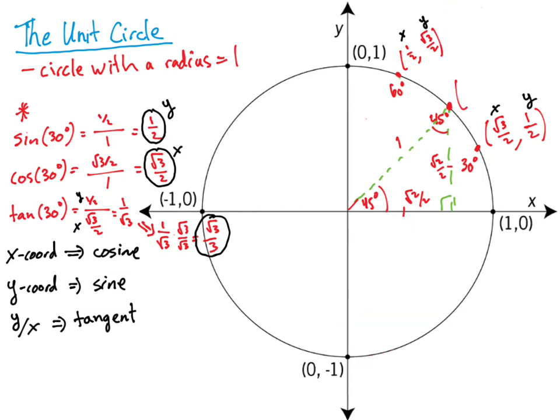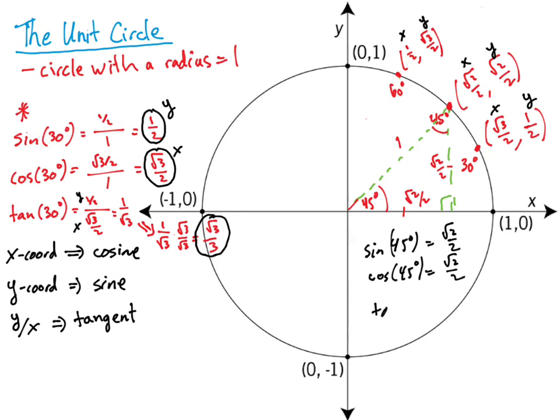So for this point, the horizontal coordinate is root 2 over 2. The vertical coordinate is also root 2 over 2. And again, that corresponds to the x and the y. So again, if we wanted to figure out the sine value of 45 degrees, it's just going to be the y-coordinate, which is root 2 over 2. The cosine value of 45 degrees is the x-coordinate, which is also root 2 over 2. And then the tangent value of 45 degrees, well, tangent is y over x. In this case, y and x are the exact same. So I get the same thing over itself, which is going to be 1.